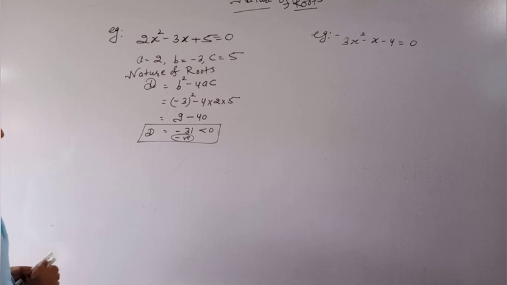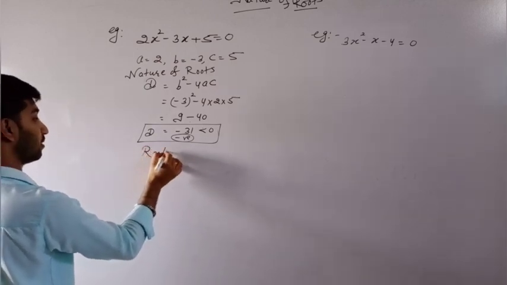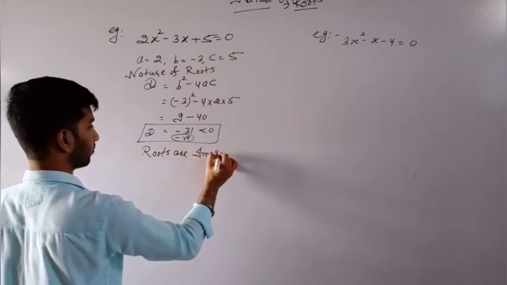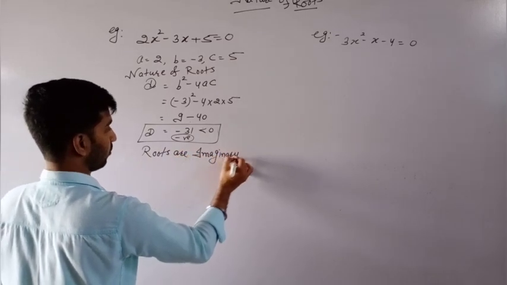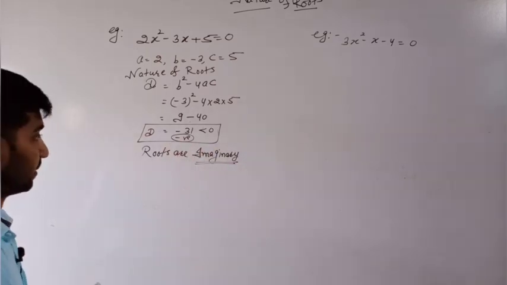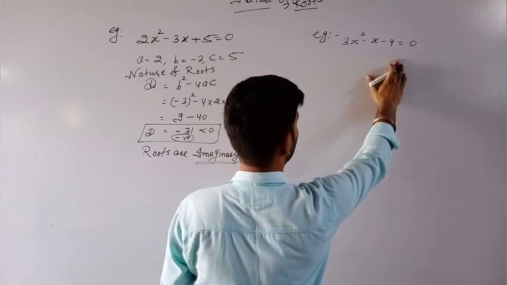If the value of d, the discriminant, is negative, we know that roots are imaginary, which are not in our syllabus. So we leave it here: roots are imaginary. Let's see, the next example is 3x square minus x minus 4 is equal to 0.